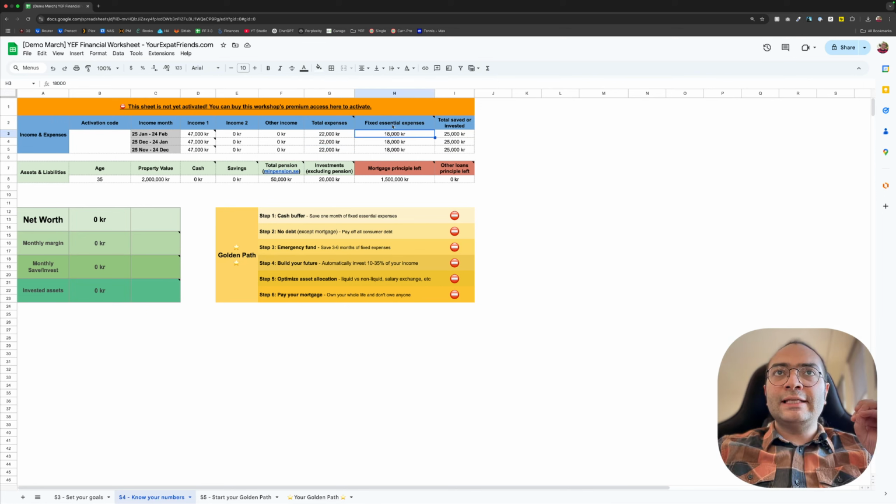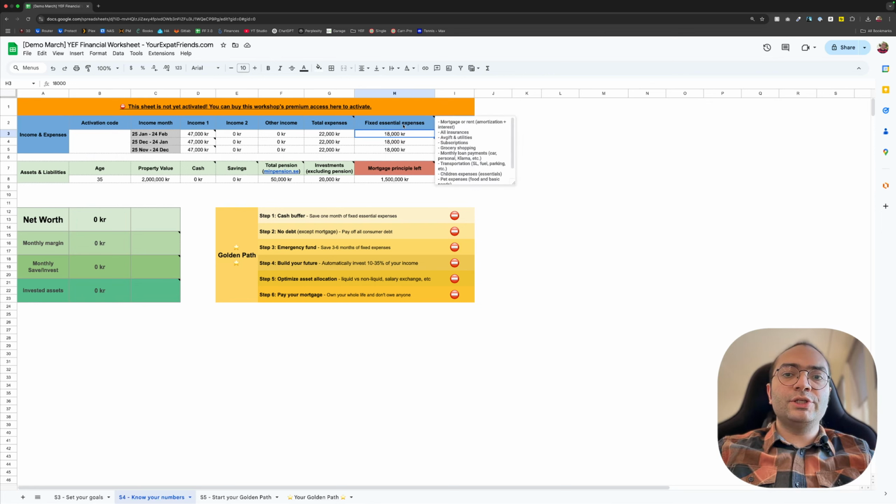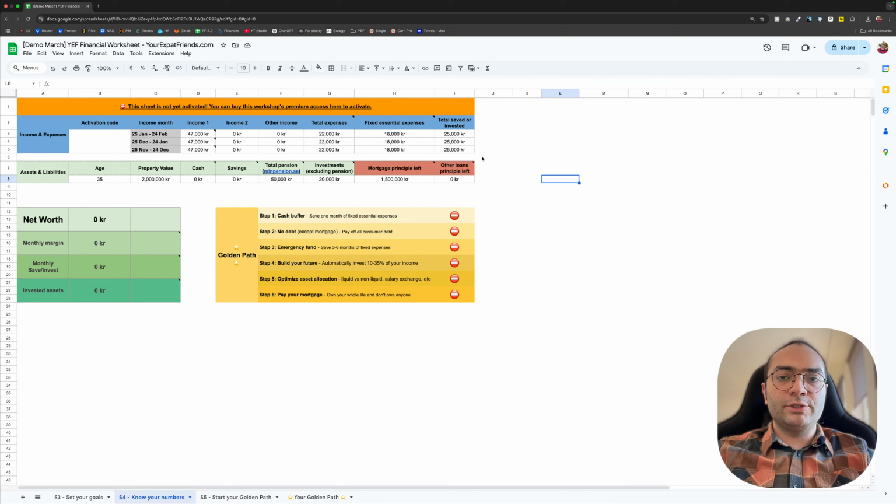And now the part that requires a little bit more work from you is this part. This is fixed essential expenses. We have mentioned this before. These are the basic necessities of your life. Anything that if you don't pay, you're going to have major issues. Think about your rent or mortgage, your utilities, your basic grocery shopping, anything that you require to function. And if you don't pay it, there's going to be major problems in your life.